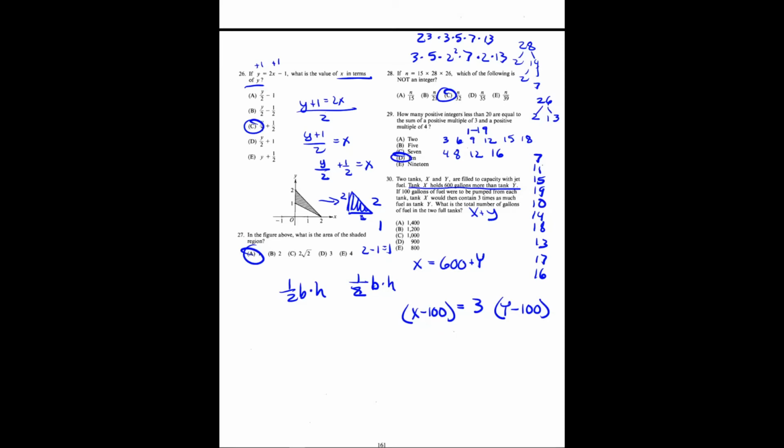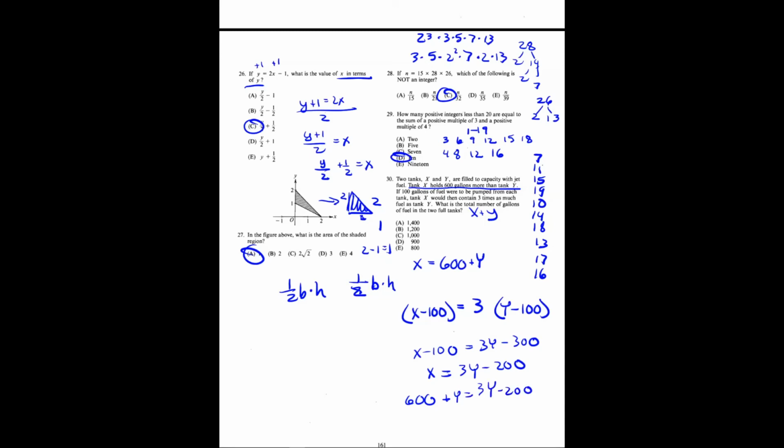So let's simplify this equation we have here. We have X minus 100 equals 3, and we're going to distribute this out, 3Y minus 300. And so let's add 100 to both sides. So we're going to have X equals 3Y minus 200. And then we will substitute in, if X equals 600 plus Y, we can replace this X with 600 plus Y. So rewriting the equation, 600 plus Y equals 3Y minus 200.